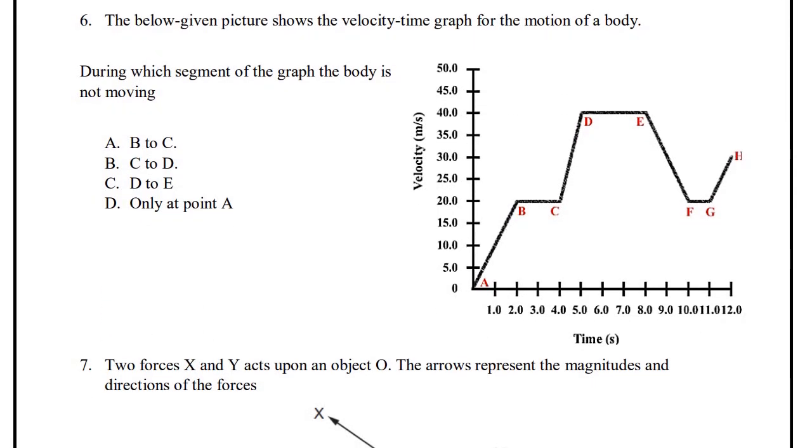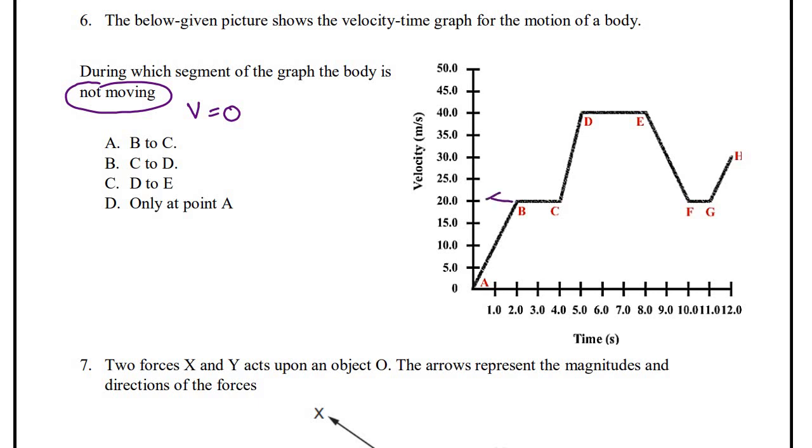Now let's see question number 6. The given picture shows the velocity time graph for the motion of a body. During which segment is the body not moving? Not moving means that its velocity is 0. So the first option is B to C.